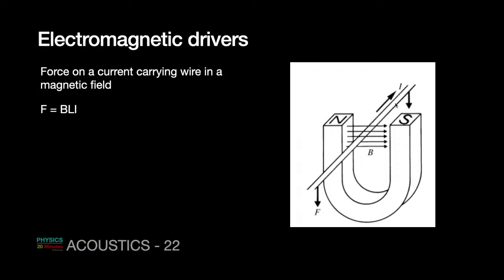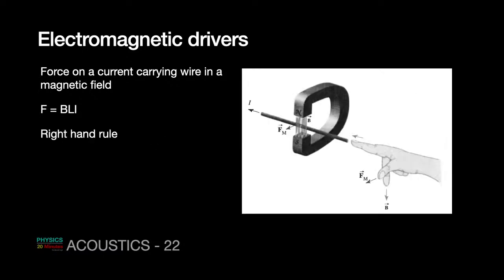If I put the current and the magnetic field at an angle of 90 degrees, in that case sine 90 is 1, and the force acting is BLI or BIL, whatever you call it. The direction of this force is typically given by the cross product of the current direction and the magnetic field direction, or it is also given by the right hand rule.